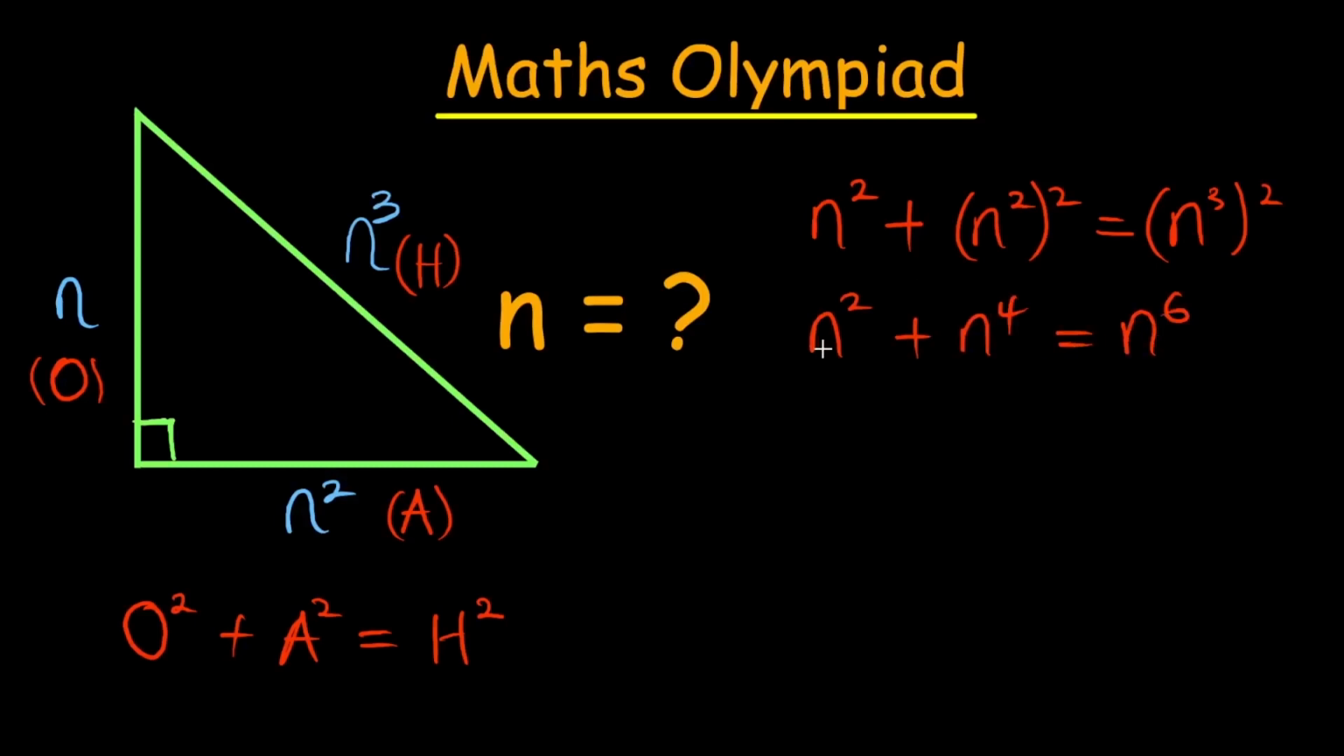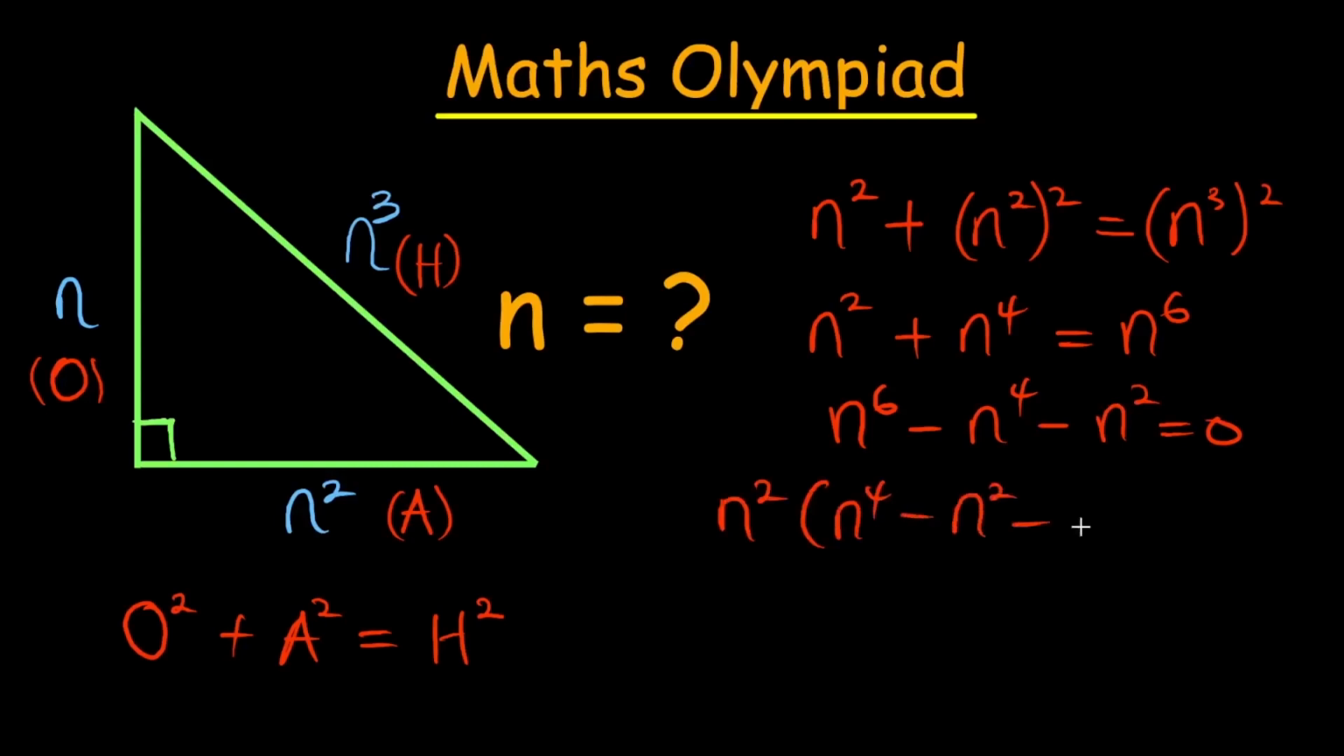So I'm going to take n square and n to the fourth power to the right hand side. Okay, so when I do that, I'm going to have n power 6 minus n power 4 minus n power 2 equals 0. And right here, I can factor out n square. So when I do that, I'm going to have n square into n to the fourth power minus n square minus 1 equals to 0.